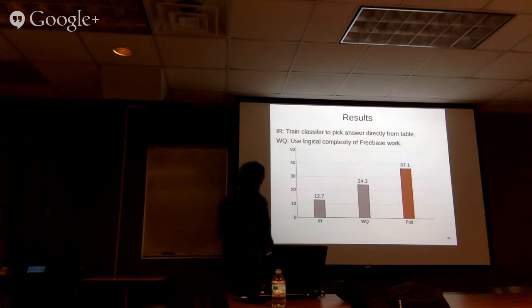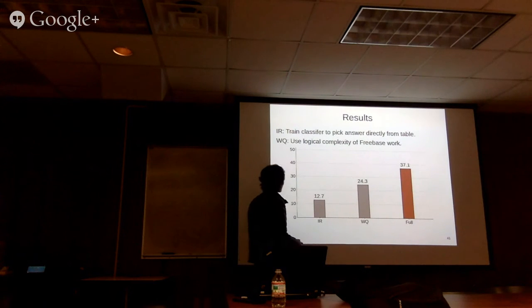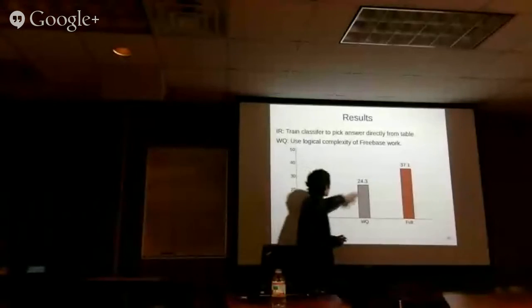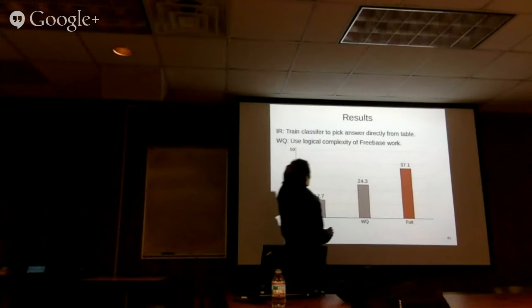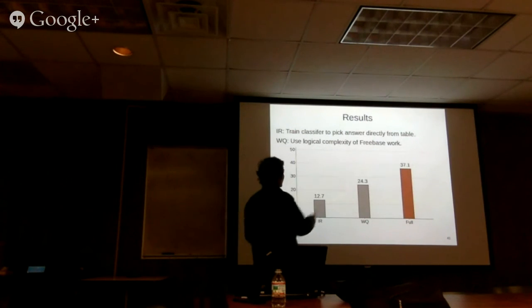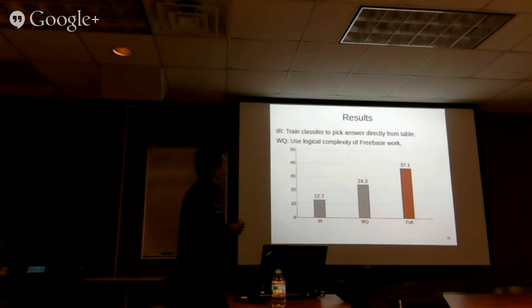So the results on this are as follows. Here is an algorithm that does very superficial matching and something in between, and then we have our model, which is 37.1, which is, I think, substantially better here, but there's still a lot of room for improvement.